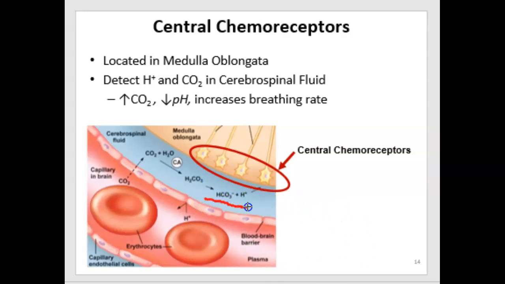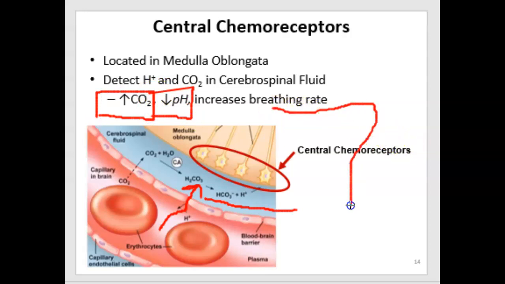So this cerebral spinal fluid is formed from the choroid plexus, and so its components will be similar to what's in the blood, arterial blood anyway, in the brain. And what these central chemoreceptors will bind to and detect and be stimulated by include a rise in carbon dioxide or a decrease in pH. And what's going to happen is the breathing rate will be increased. And that is all with the purpose in mind to expel CO2.